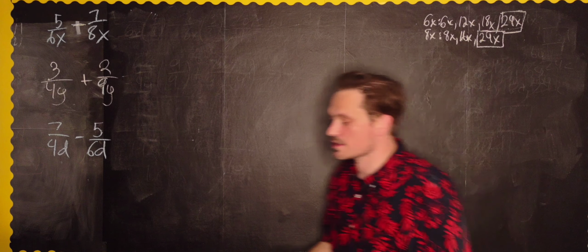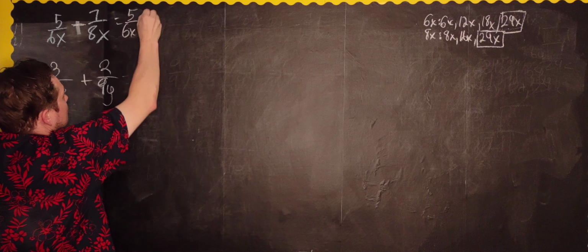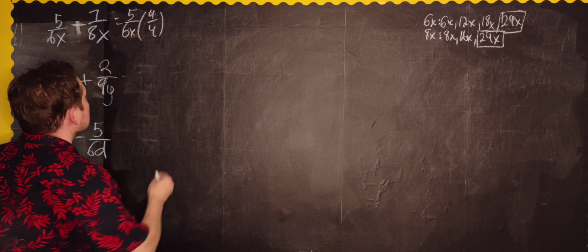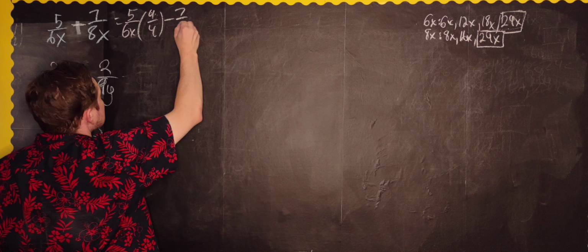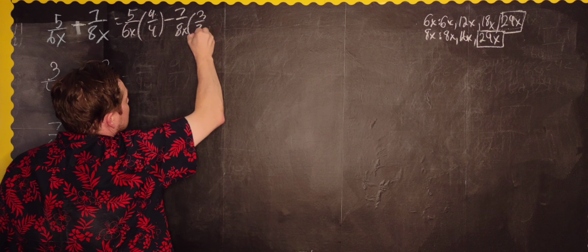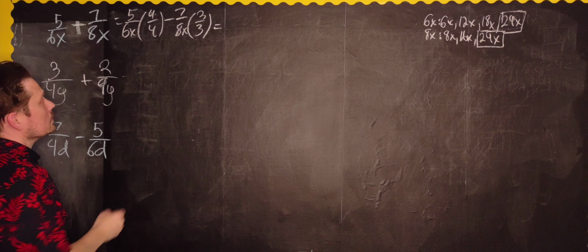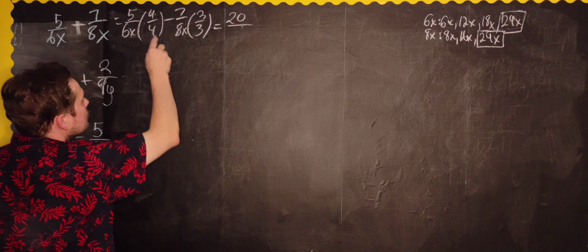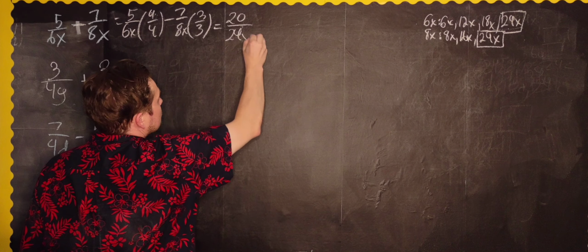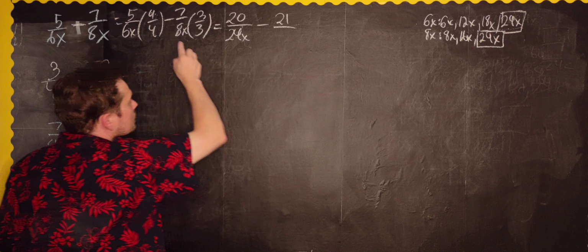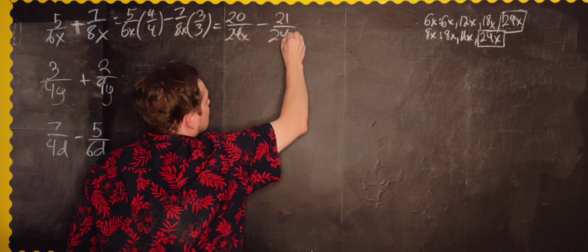Once you have that established, then you can proceed as follows. You can say 5 over 6x, and you have to multiply by 4 over 4. Again, that's a form of the number 1. Remember that? Minus 7 over 8x, and that's going to give us 3 over 3. So 5 times 4 is 20. 6x times 4 here is going to give you 24x. All right, next one, minus 7 times 3, which is 21, over 8x times 3, which is 24x.